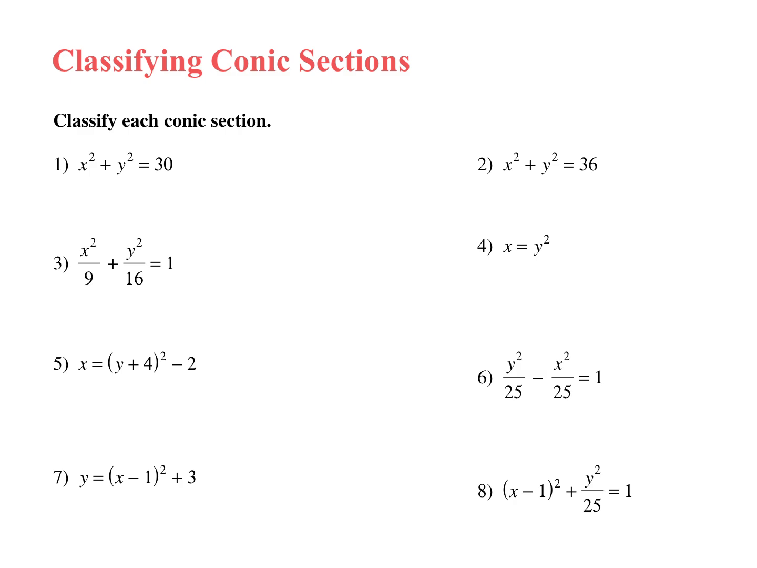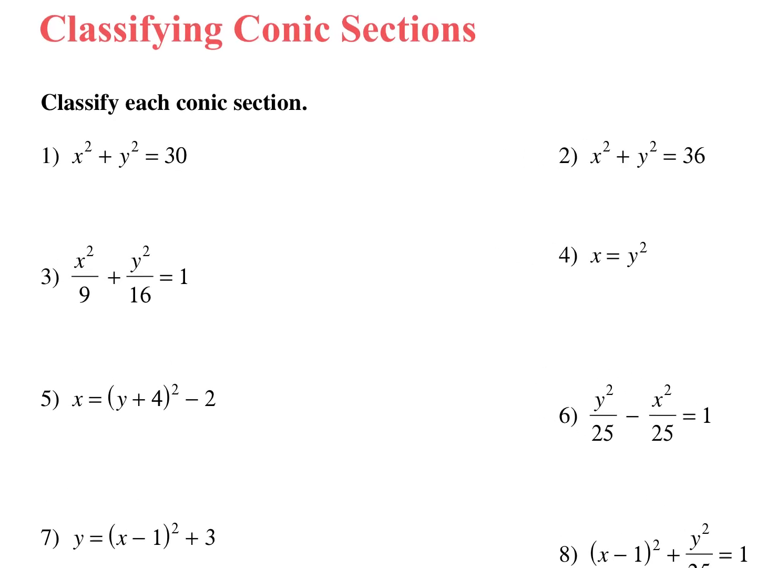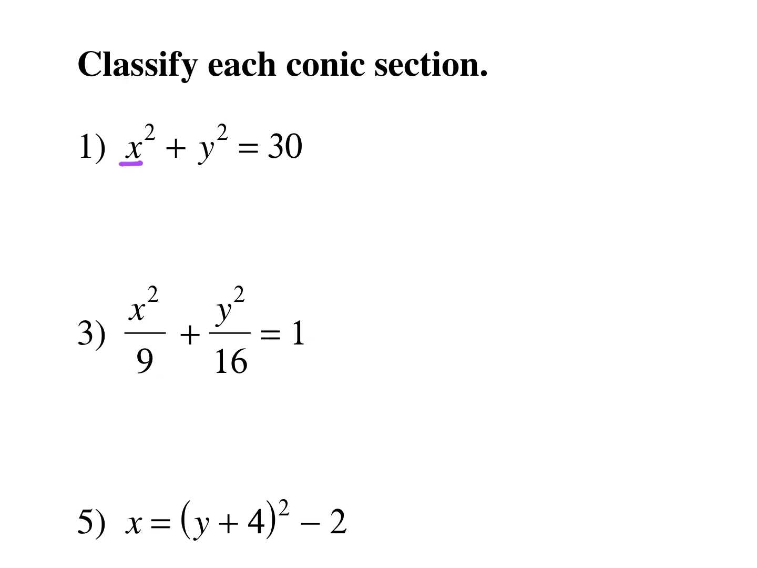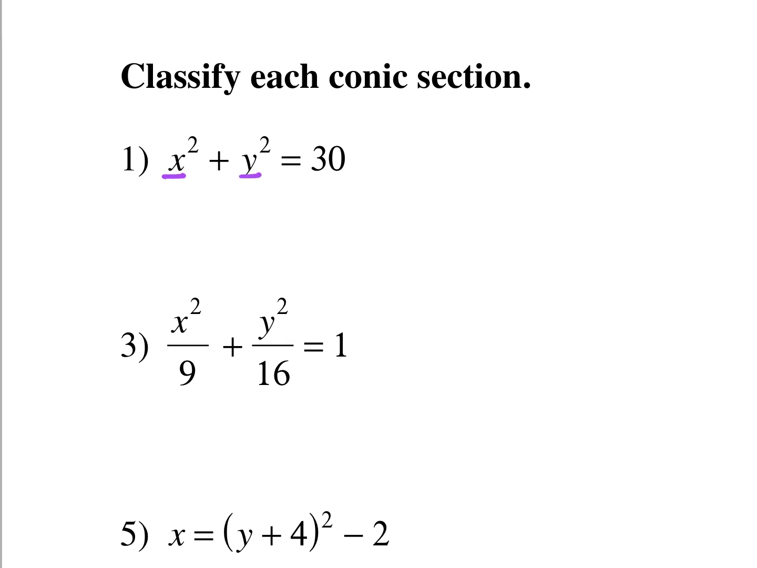Classifying conic sections. Classify each conic section. Okay, so number 1, x squared plus y squared is equal to 30. Both x and y are squared and the coefficients are the same, so this is going to give you a circle.